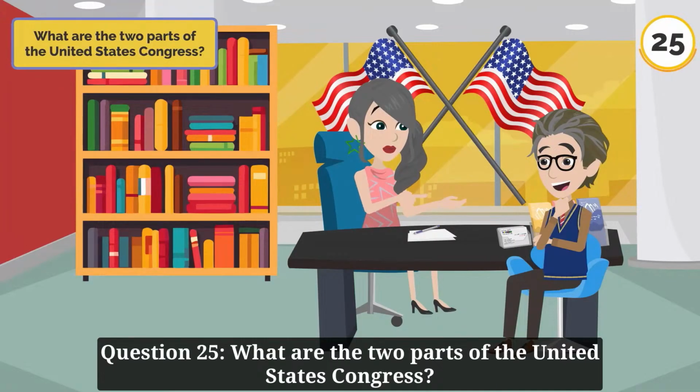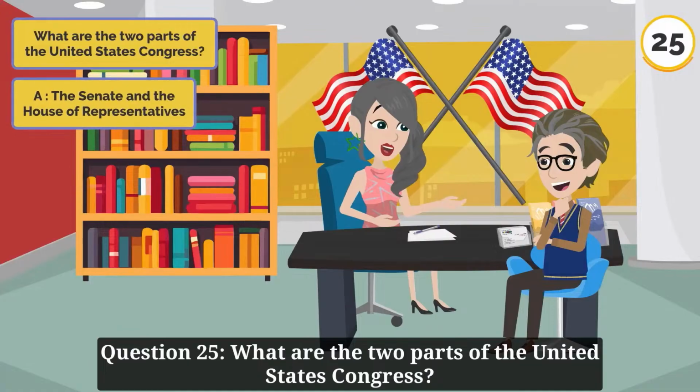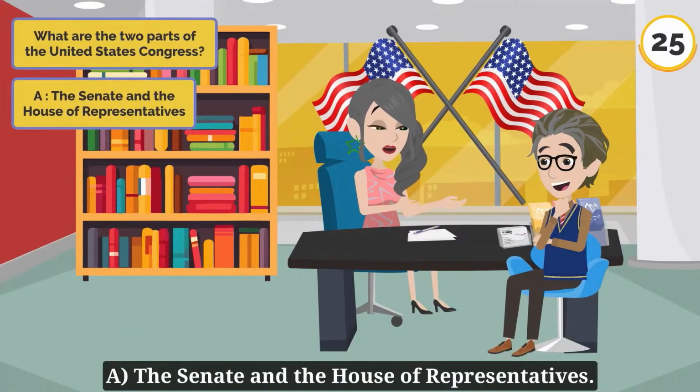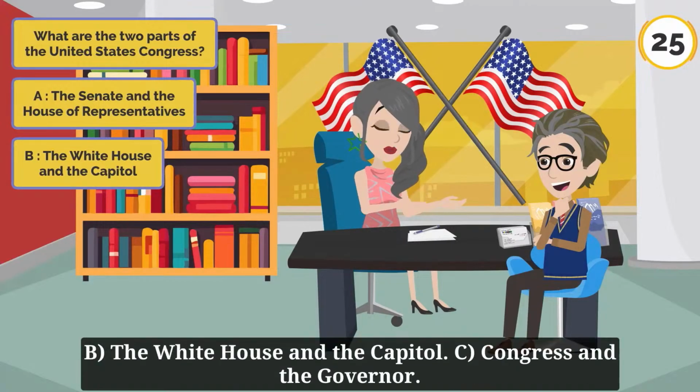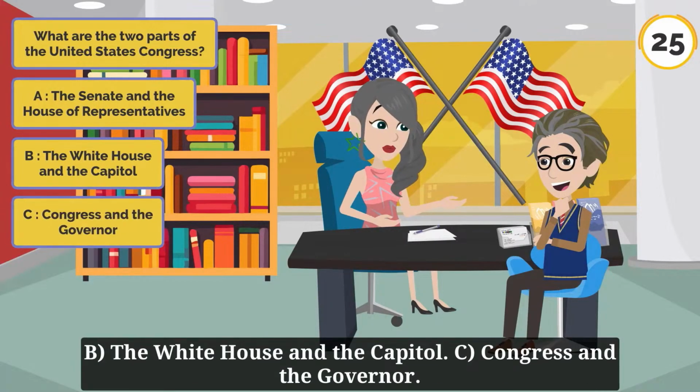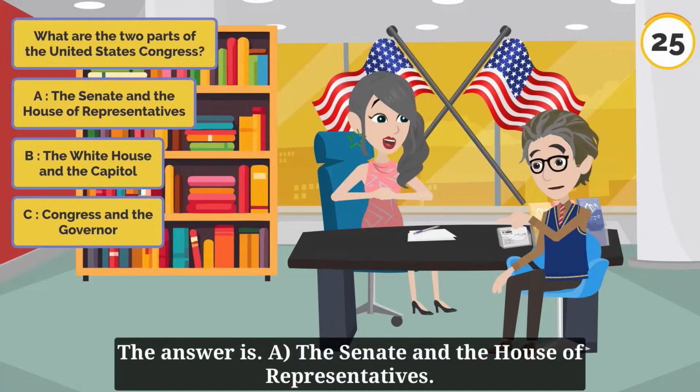Question 25. What are the two parts of the United States Congress? A. The Senate and the House of Representatives. B. The White House and the Capitol. C. Congress and the Governor. The answer is A. The Senate and the House of Representatives.